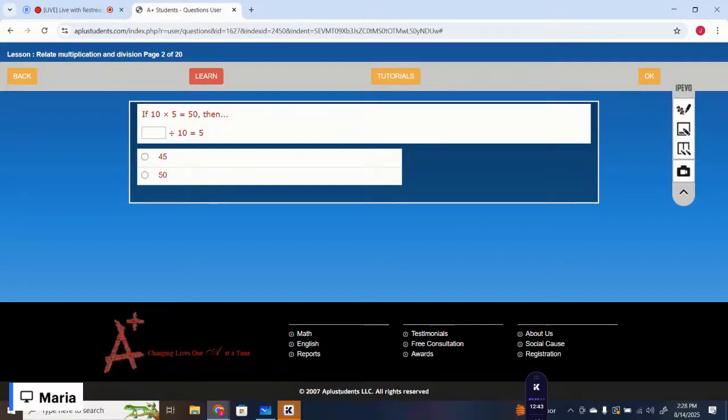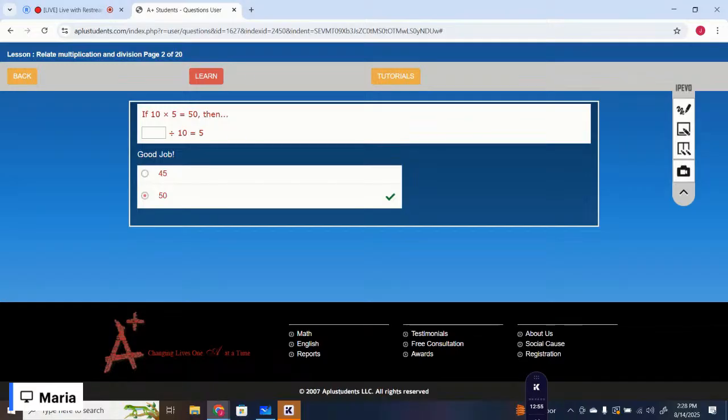For 10 times 5 equals 50, then 50 divided by 10 equals 5. Option number 2 is the correct option. That is 50 divided by 10 equals 5.